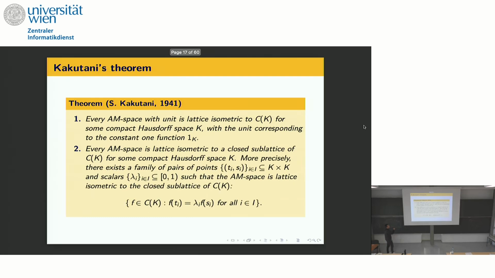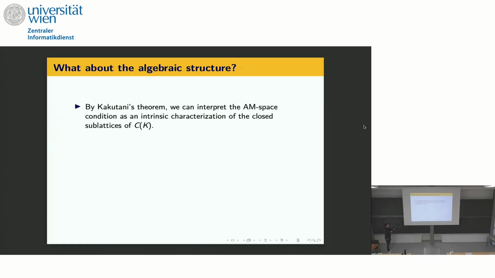Moreover, in this theorem, he gave a more precise description of this closed sublattice; they are always of this form. These are very classical notions in the theory of Banach lattices. But C(K), maybe an interpretation of Kakutani's theorem, is an intrinsic condition that you give on Banach lattices that characterizes when we can embed this Banach lattice in a C(K), respecting, of course, the lattice structure.